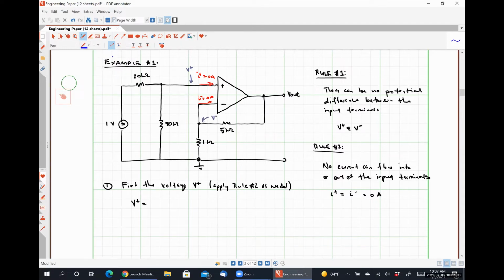All right, let me ask you guys a question. Do you believe that there is a current that is leaving our 1-volt source and is going to flow through the 20 kilo ohm resistor? Is there any reason why we wouldn't have a current that I've drawn in blue?